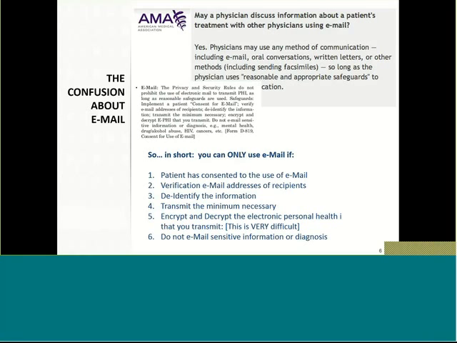I'll summarize that. You can only use email if the patient has consented to use of email, there is verification that the email has reached its recipients, and you verify that those recipients are actually receiving them. You de-identify the information. You transmit the minimum necessary, and encrypt and decrypt the information, which I'll tell you is very difficult. And you do not email sensitive information or diagnosis. The interesting thing around this is, what can you actually include? Because if you stripped all of that information from an email, it's probably lost its value.